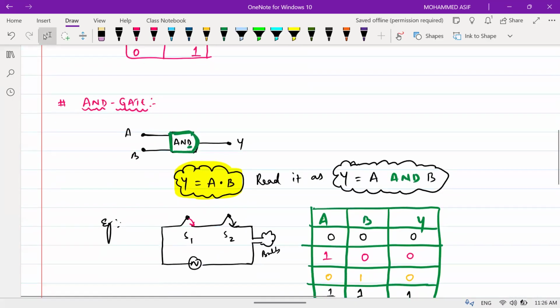And 1. The AND gate, the last one, is in this symbol, this is the D shape. Y is equal to A dot B. It is read as what, beta? Y is equal to A and B, isn't it?